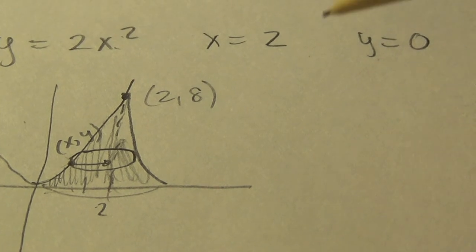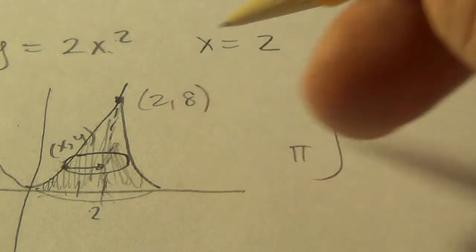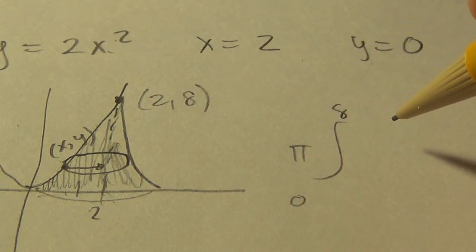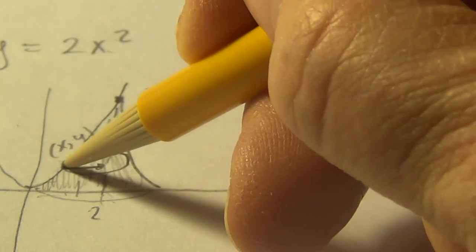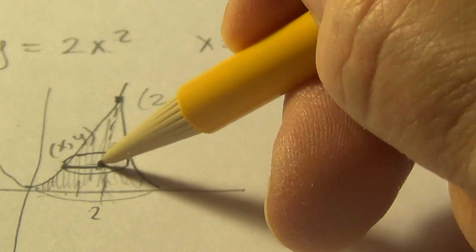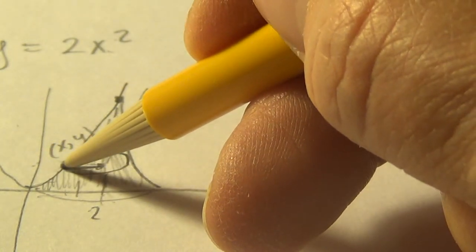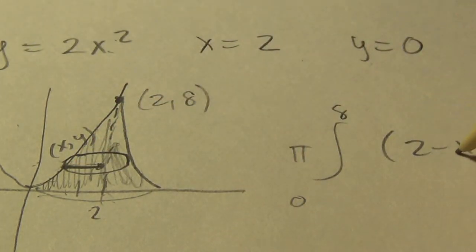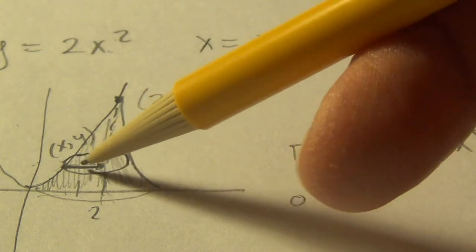All right, so we set up the integral. Pi from 0 to 8, they're going to stack up. And the value for the radius, here is the radius, and it has something to do with the 2. From here to here is 2, and from here to here is the value x. So do you see this is 2 minus x quantity squared dy.